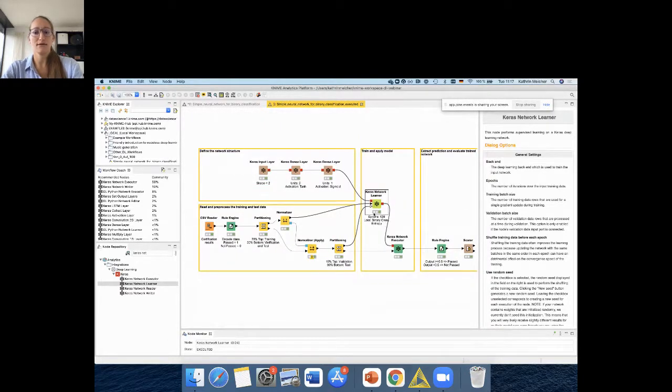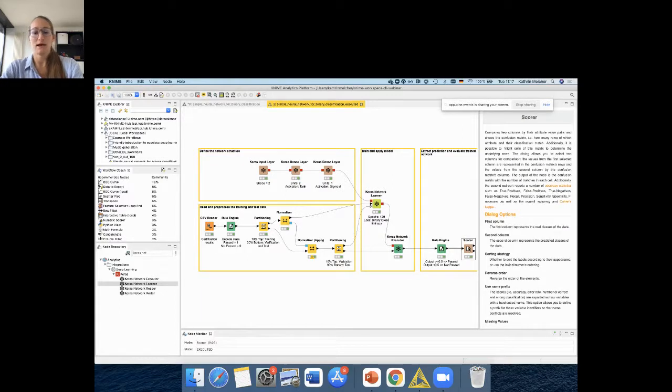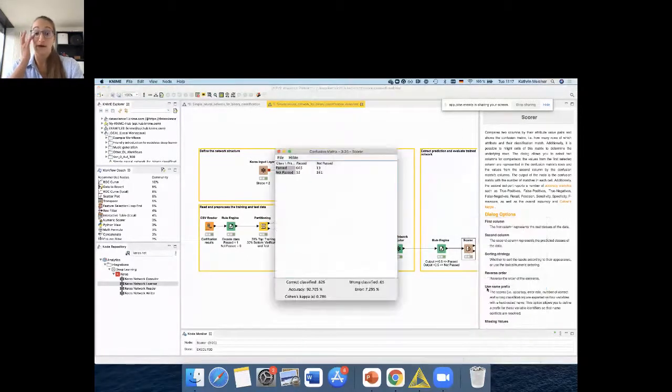And then I can also apply this network to some new data, for example, with the Keras network executor node, which takes now as input the trained network, our test data, and then applies the network. And then I can also evaluate the model inside of KNIME Analytics Platform.